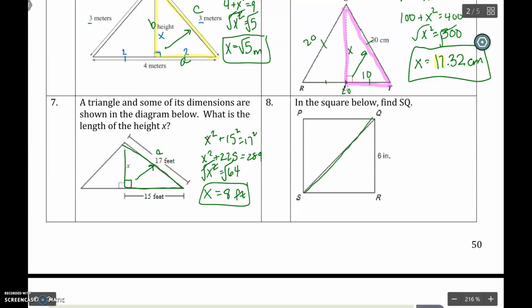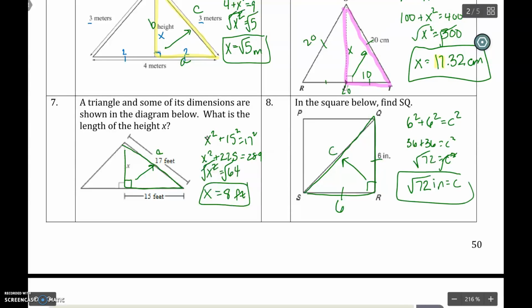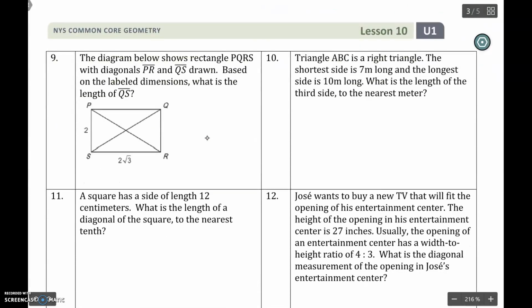Number 8, a whole other right triangle, because we know that a square has right angles and it has all the sides the same. So these are congruent, and we're finding across from the right angle the hypotenuse. So 6 squared plus 6 squared equals c squared. You're getting 36 and 36, which is 72. And then when you square root both sides, you're going to get the square root of 72. It doesn't say to round, so don't, because that doesn't work out evenly, and it's inches. Keep writing the units as you go.